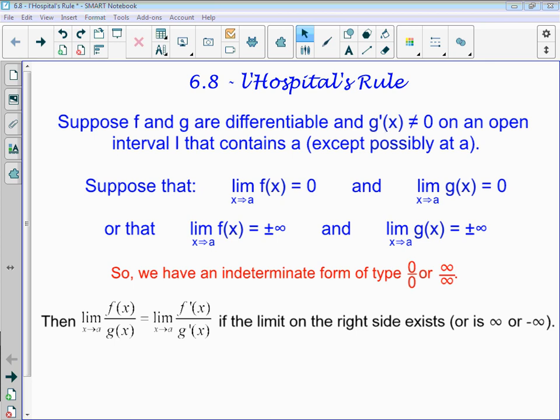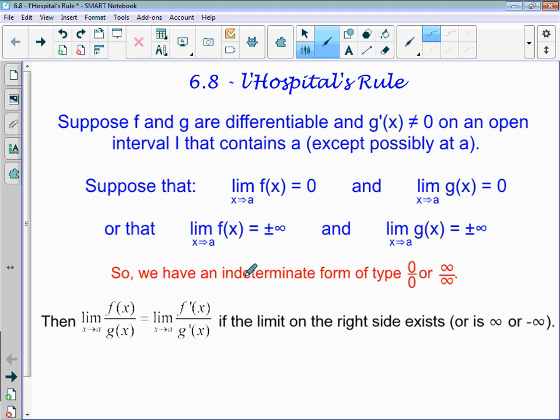Okay, so we're going to do L'Hopital's rule. L'Hopital's we've already done, so hopefully this goes pretty smoothly. F and G are differentiable. If the derivative of G is not equal to 0, just because it's in the denominator, you can't have 0 in the denominator, then you can use L'Hopital's rule.